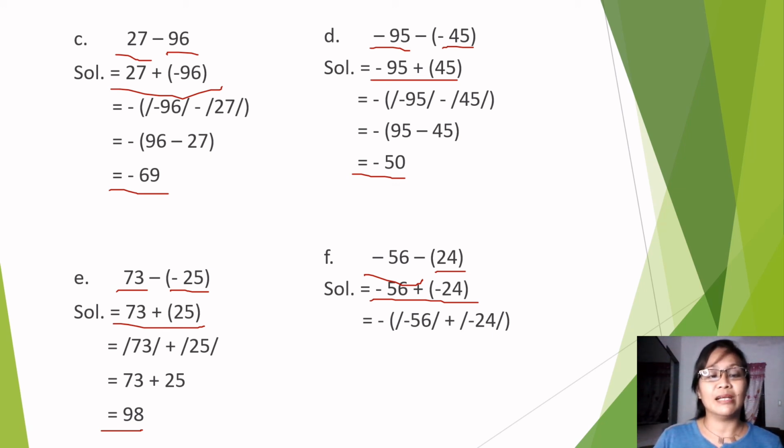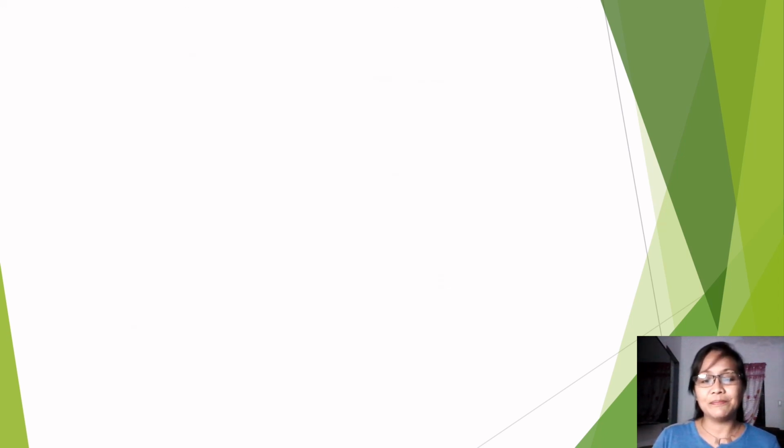So, absolute value ng negative 56 plus absolute value ng negative 24. So, negative sign, and then absolute value ng negative 56 ay positive 56, plus absolute value ng negative 24 ay positive 24. And then, copy the sign, negative, and then 56 plus 24 is equal to 80. So the final answer is negative 80.